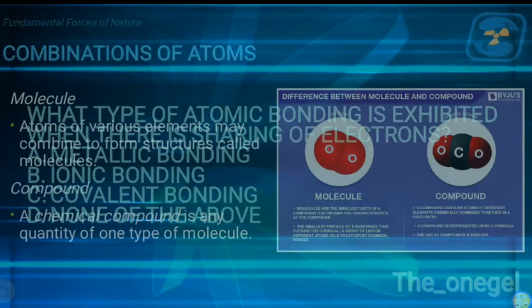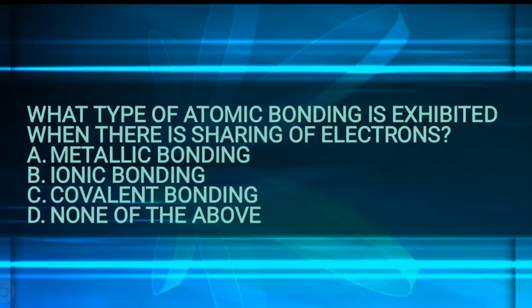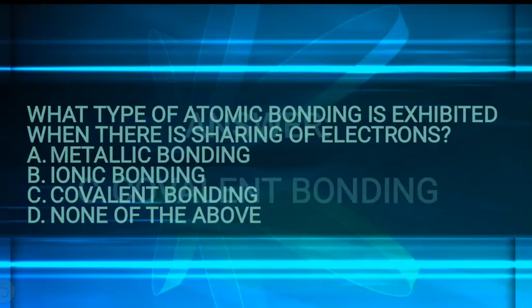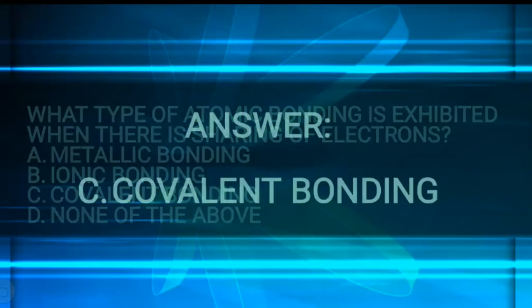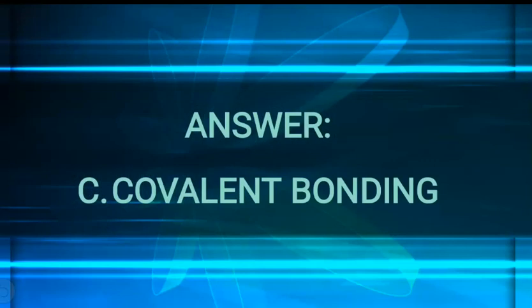Okay, so question. What type of atomic bonding is exhibited when there is sharing of electrons? Is it A, metallic bonding? Is it letter B, ionic bonding? Is it letter C, covalent bonding? Or D, none of the above? Okay, so if you answered letter C, covalent bonding, then you are right.